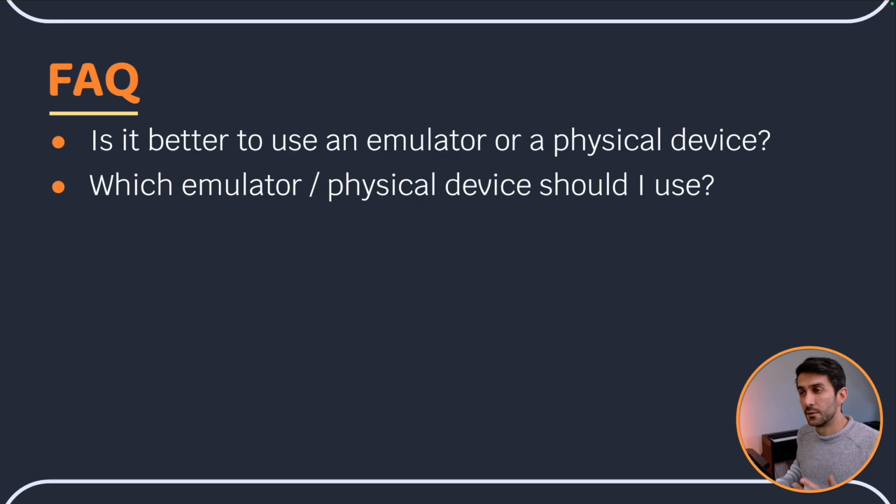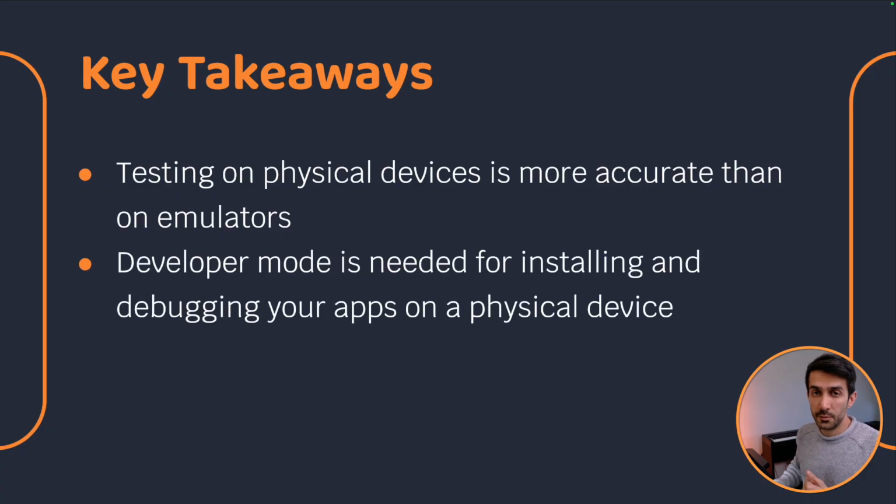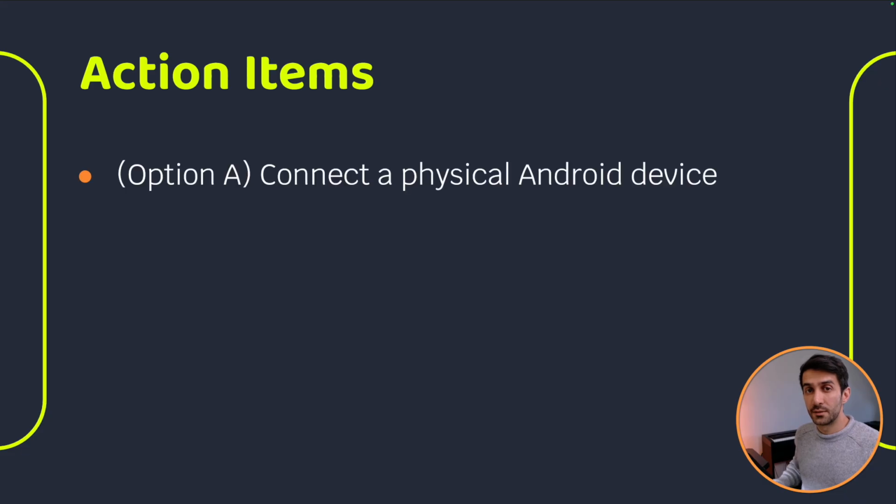So the key takeaways of this lesson are: testing on a physical device is more accurate than testing on an emulator. And developer mode is necessary to install and debug your app on a physical device. So the action item is to either connect a physical device or create an emulator.